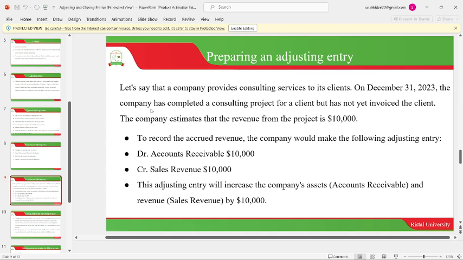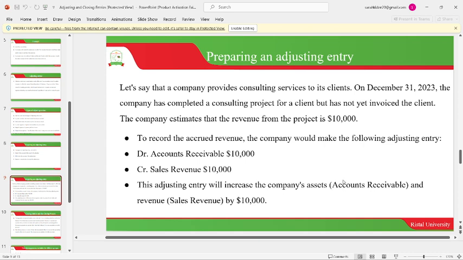So it means that the company estimates to receive 10,000. So that becomes our accounts receivable. We debit accounts receivable. And then the sales revenue, it is 10,000 USD. We credit sales revenue. So this adjusting entry will increase the company's assets.